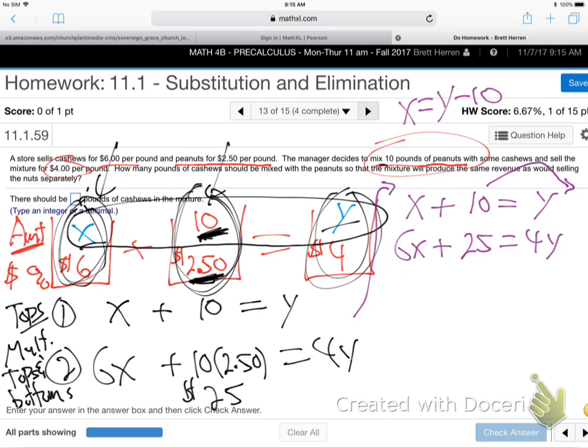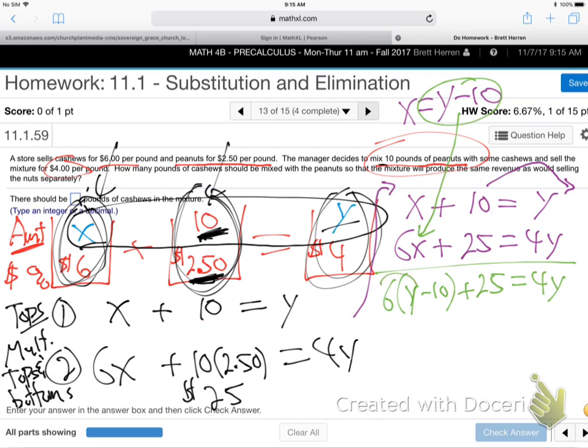And then you grab that and plug it in for X in the other one. You always plug one equation into the other one, right? So I'll plug it into that one. So what do we get? 6 times X, what's X? Y minus 10, plus 25 is 4y. Like that. So X is y minus 10. Plug in y minus 10 for X right there. Now I have an equation with only y.